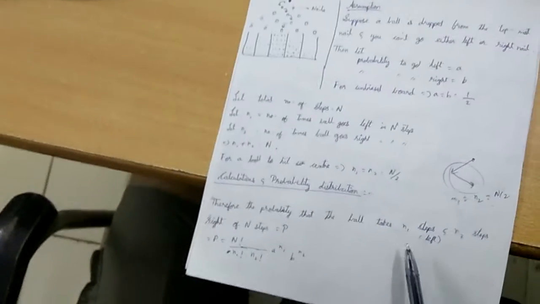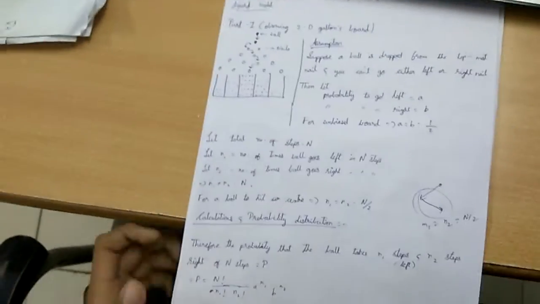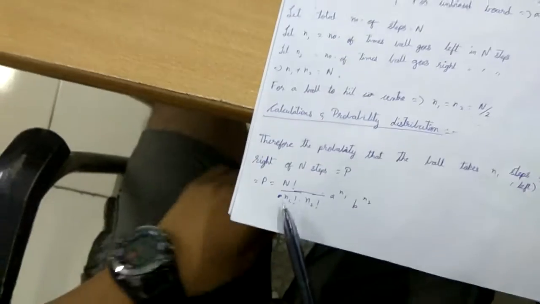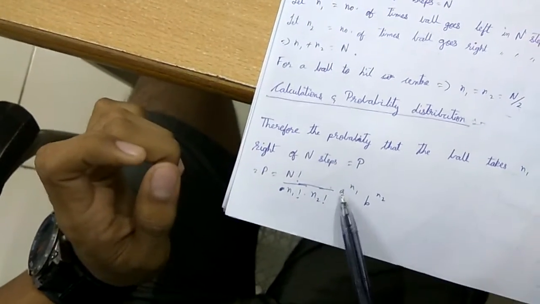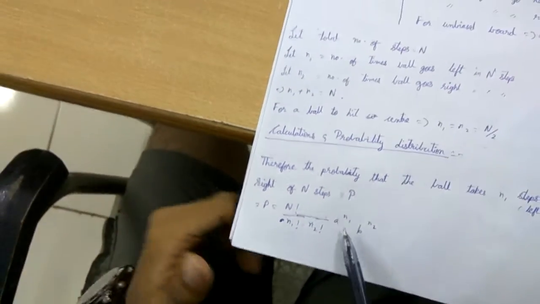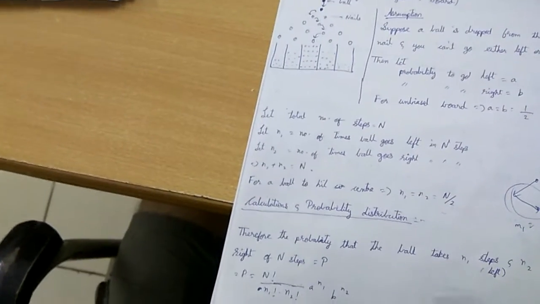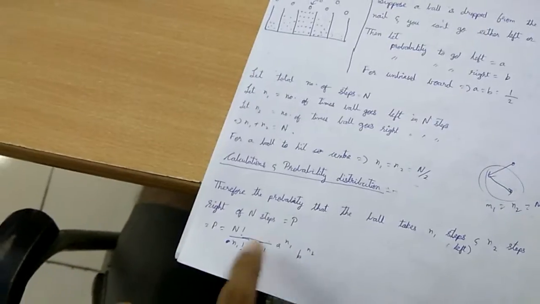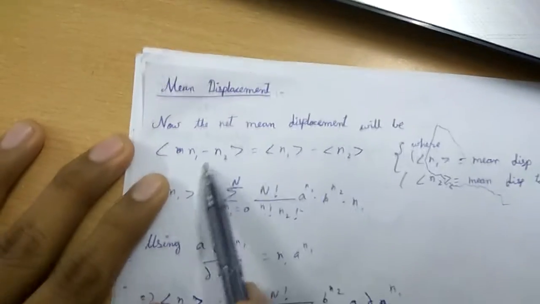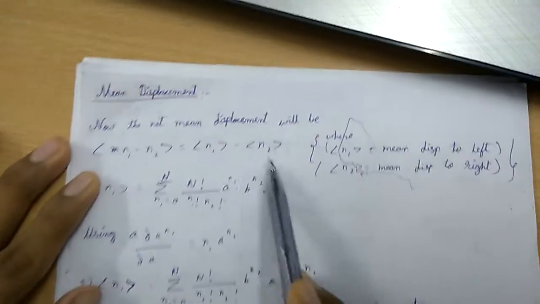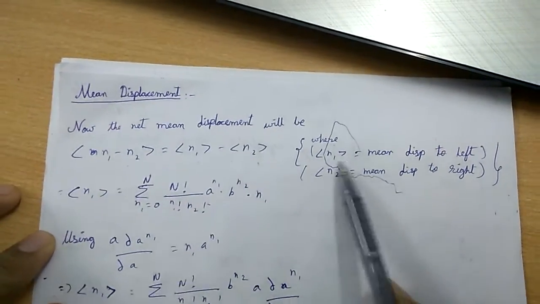Calculating the probability distribution: this is the probability that the ball takes n1 steps to the left and n2 steps to the right. So P is equal to n factorial divided by n1 factorial times n2 factorial, into a to the power n1, b to the power n2, where a is the probability to go left and b is the probability to go right. This is just the binomial distribution. Now, mean displacement. The mean of n1 minus n2 is equal to the mean of n1 minus the mean of n2, where n1 is the mean displacement to the right and n2 to the left.